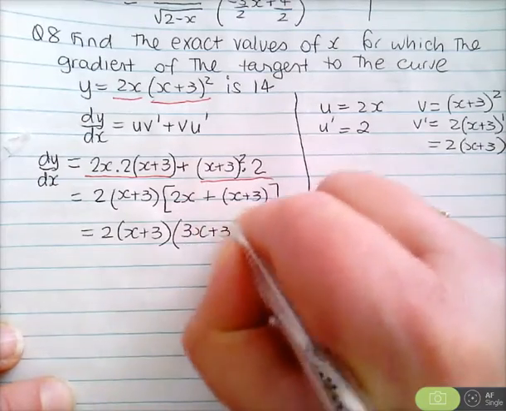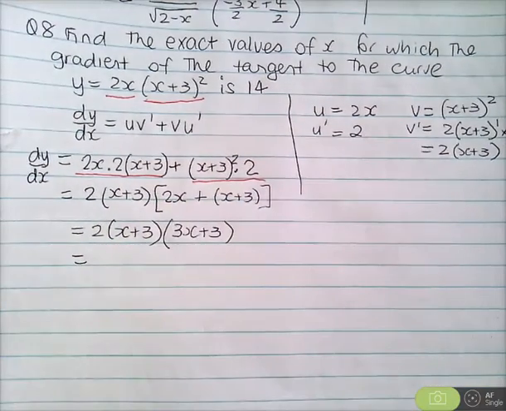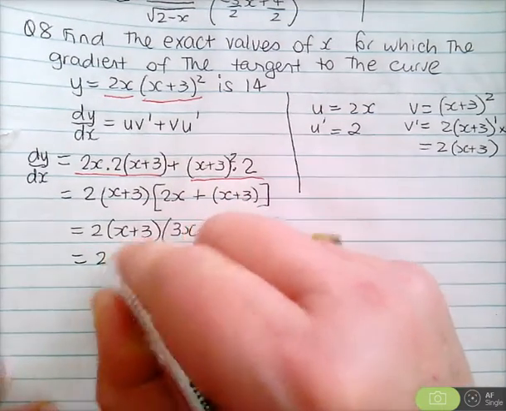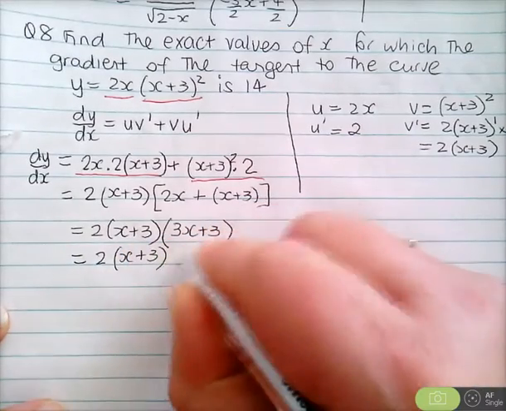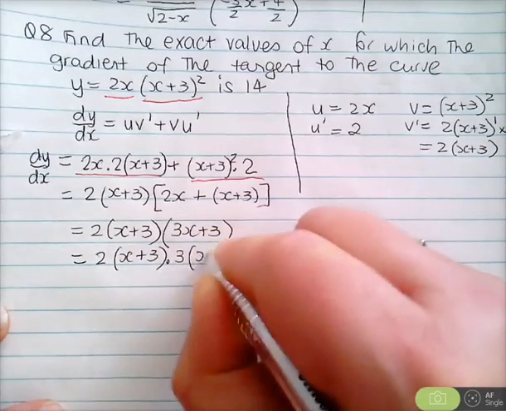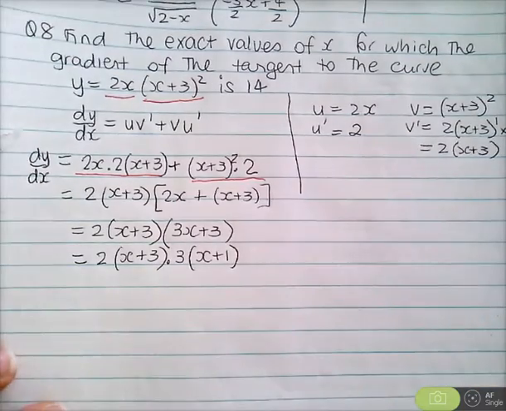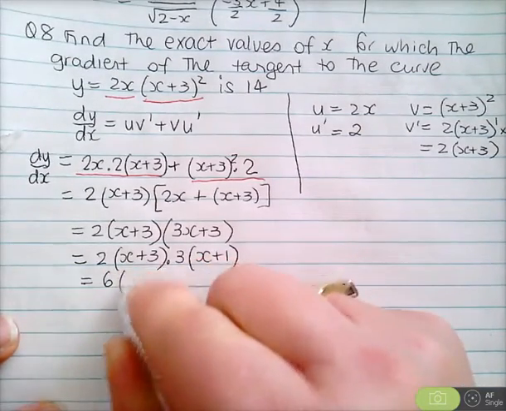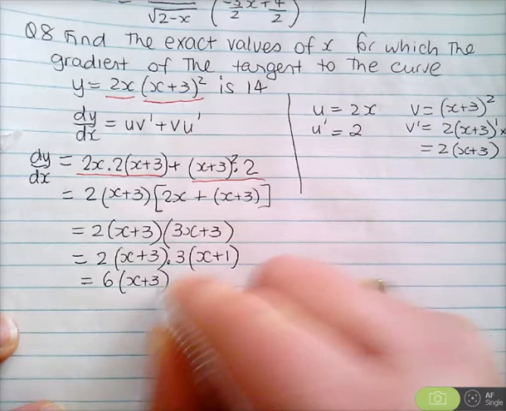3x plus 3. Now I can see why you're getting this one wrong. Look at the second bracket. What can you do with the second bracket? Take the 3 out. It's a common factor. So you've got 2 bracket x plus 3 times 3 bracket x plus 1. So it's 6 bracket x plus 3, x plus 1.